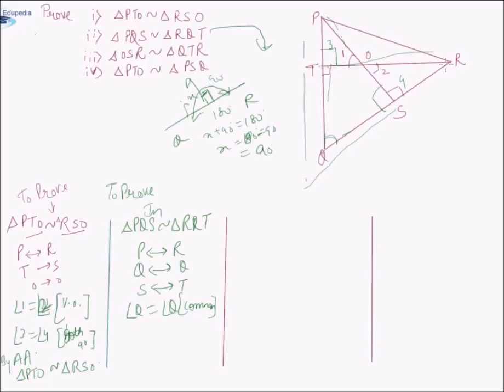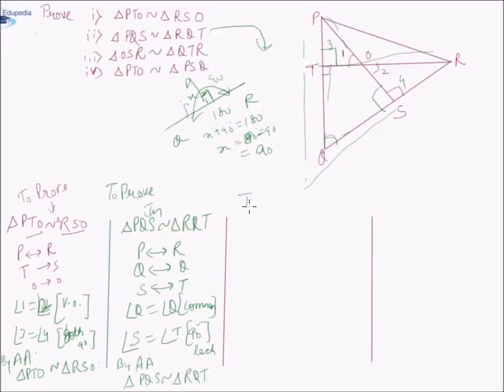Now angle S of PQS is 90 degrees, and similarly angle T of RQT is also 90 degrees. Thus angle S is equal to angle T, that is 90 degrees each. So by AA criteria, we can again say that triangle PQS is similar to triangle RQT.